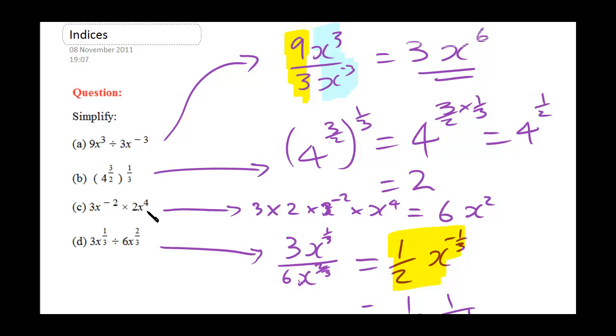Remember here the order of multiplication doesn't matter, so write the numbers together, write the x's together, and then you get this answer. Here you've got power of a power, you times the powers when you got power of a power to get your answer, and the final answer was 2. And similarly here what we did was we rewrote it as a division, divide the numbers, divide the power section of the x's to get your answer.